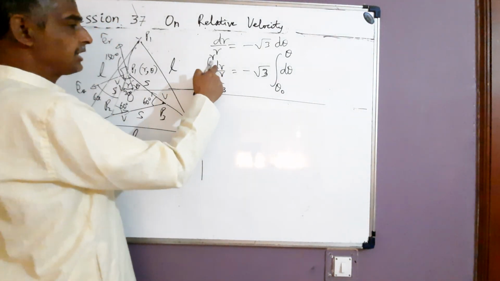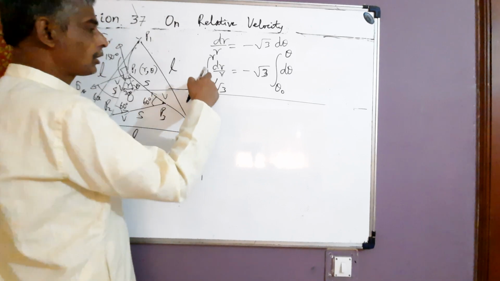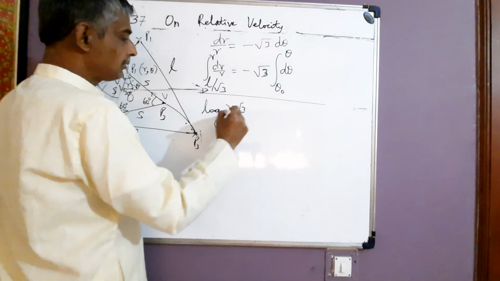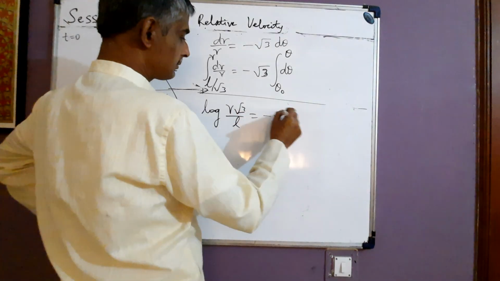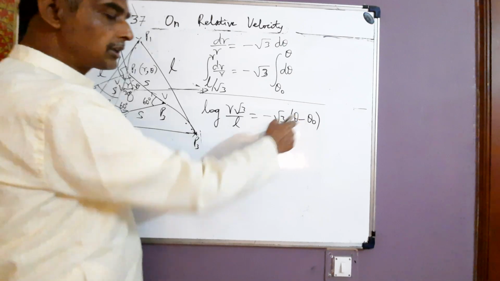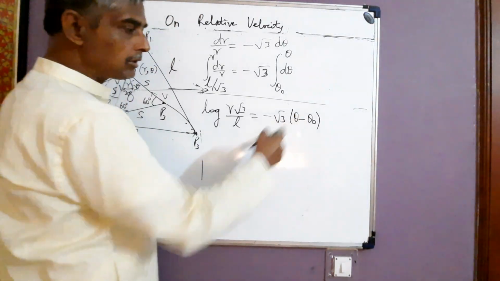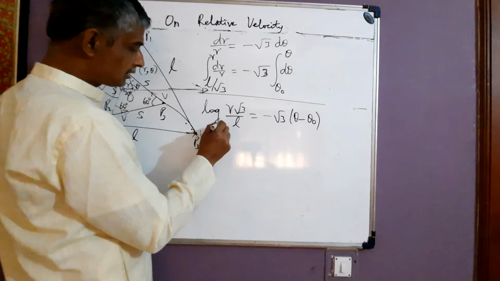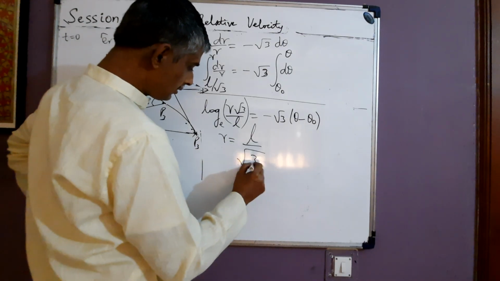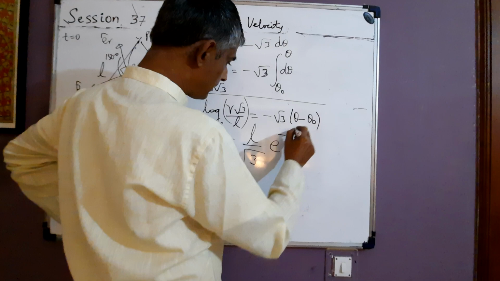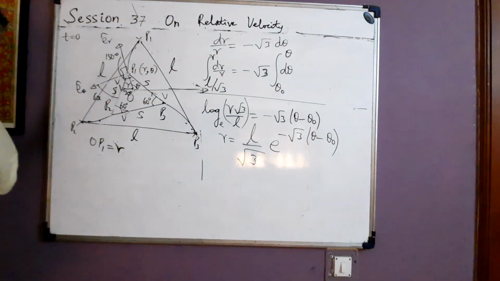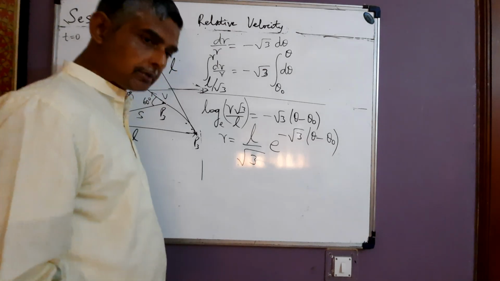So this integral dr by r becomes log r. So log r minus log L by root 3, that is the same as log of r root 3 by L, that is minus root 3 into theta minus theta naught. The value of theta naught has to be specified. It is the initial value of theta for P1. Taking the base e, this simplifies and becomes r equal to L by root 3 e power minus root 3 into theta minus theta naught. This is the polar equation of the trajectory of P1.